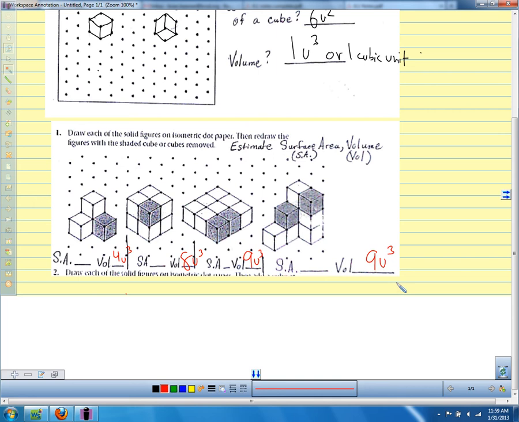So let's work on the surface areas. We'll do the surface areas. Let's start with this one. How many squares are showing on the top of this cube? 4. And how many sides does this cube have? 6 sides, right? So if each side has 4 squares showing, and I have 6 sides, my surface area is going to be 24 units squared. 6 times 4 is 24.